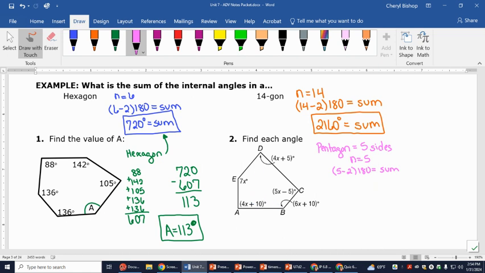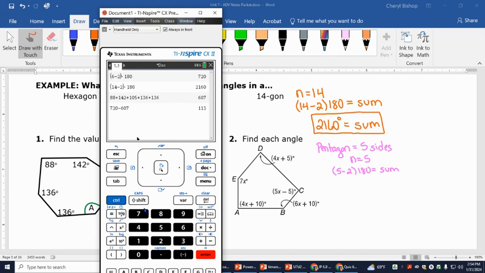So I'm going to grab my calculator, and I'm going to do 5 minus 2, close parentheses, times 180, and again you could just do 3 times 180. 540 degrees is my sum.